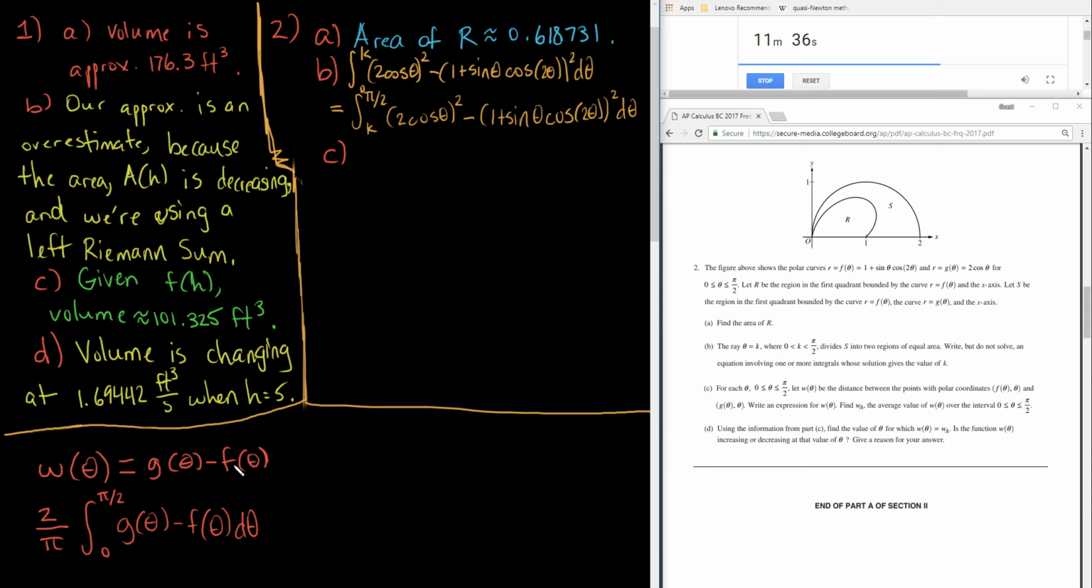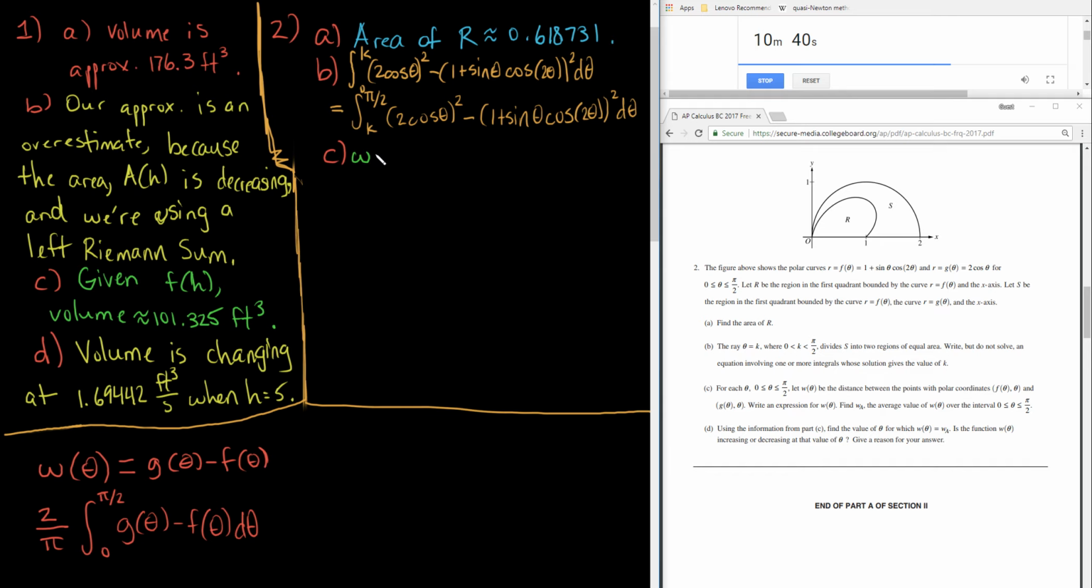So we're going to be whipping out the calculator. The integral from 0 to pi over 2 of g of theta, 2 cosine theta. I'm going to be replacing thetas with x's. Minus f of theta, 1 minus the sine of x, times the cosine of 2x, dx. So that is that number, and then we take that plain integral and multiply it by 2 divided by pi, and we get this number.